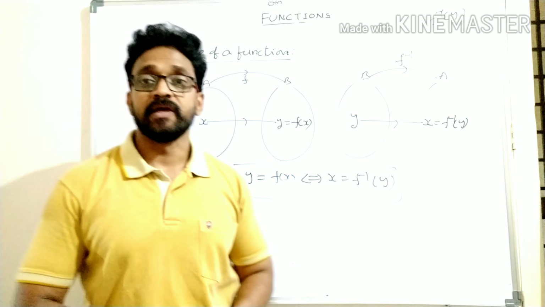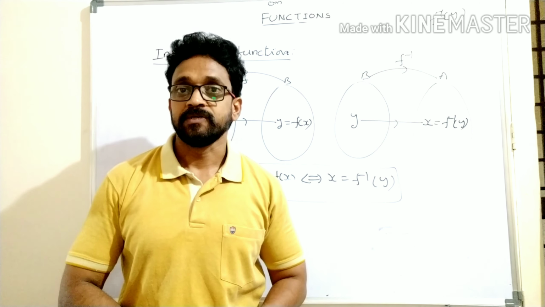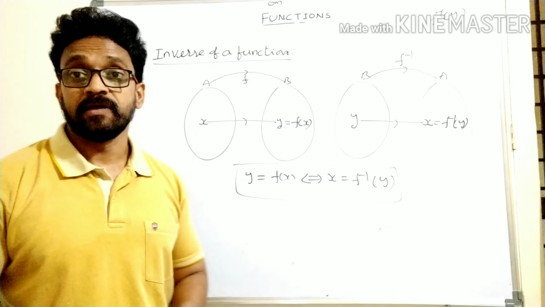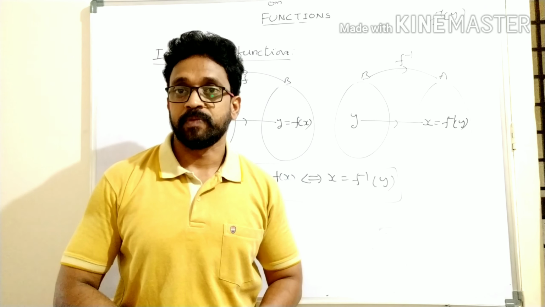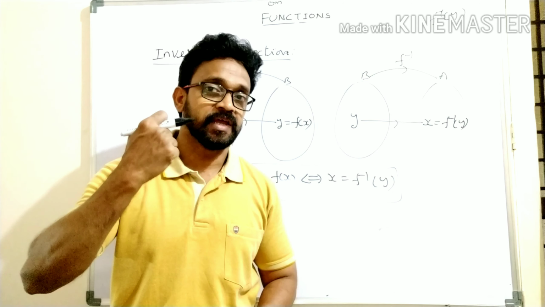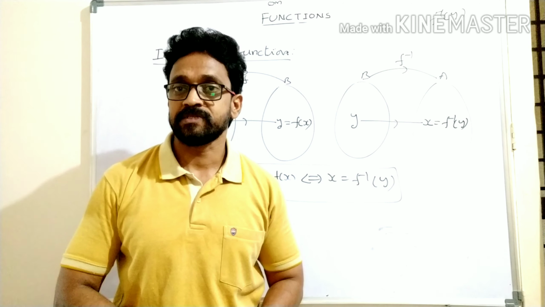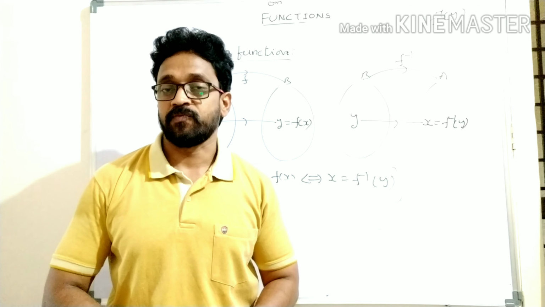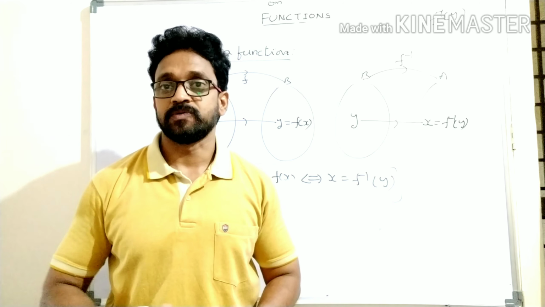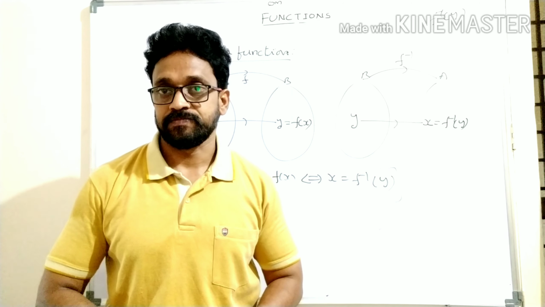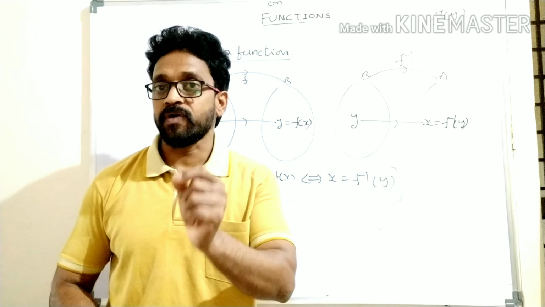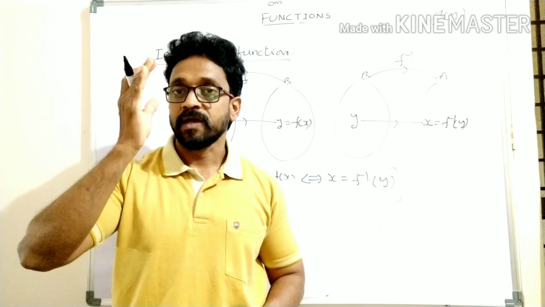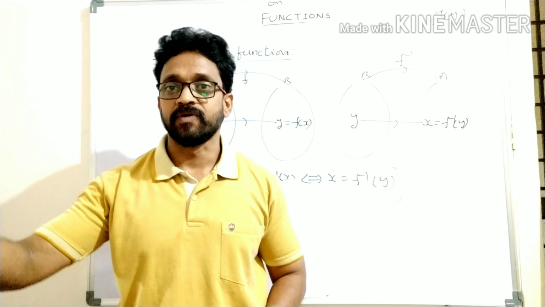Now, how to calculate the inverse of a function? One statement I will give, remember: f is a bijective mapping if and only if f is invertible. Invertible means the function has an inverse. Bijective means the function is one-one and onto. Now one rule I will tell. If f is one-one and onto, then f is invertible. That is, the function has an inverse.